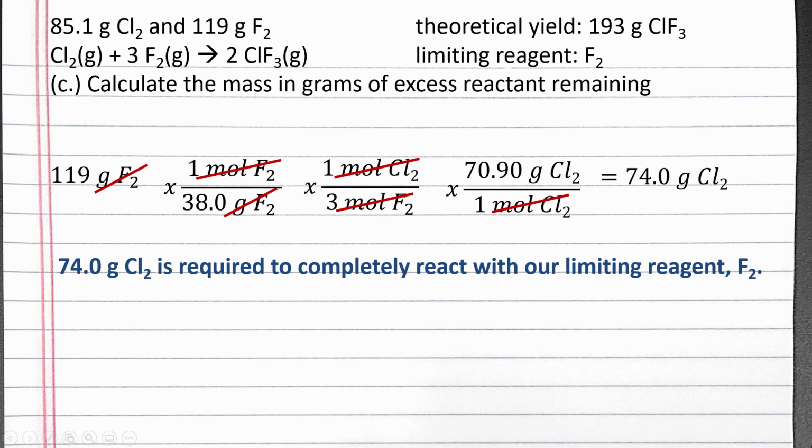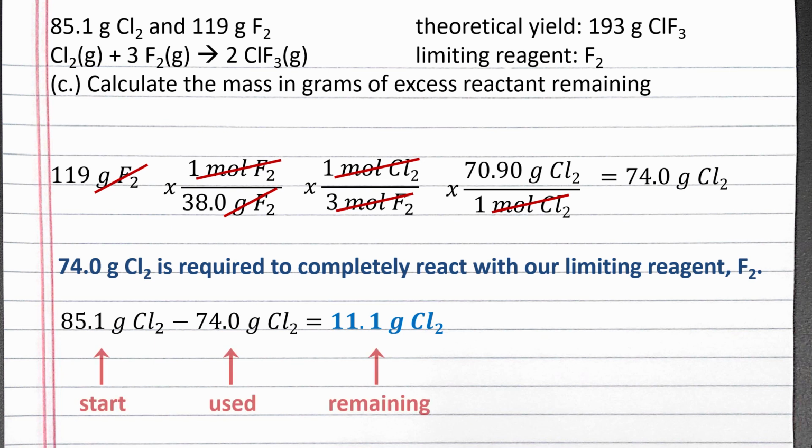To determine how much Cl2 is left over, we take 85.1 grams Cl2, subtract 74 grams Cl2 to get 11.1 grams Cl2. We started with 85.1 grams of Cl2. We used 74 grams in the reaction, so there should be 11.1 grams of Cl2 remaining.